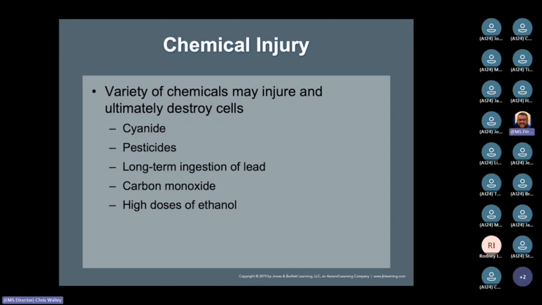Long-term ingestion of lead leads to brain injury and neurologic dysfunction. Carbon monoxide prevents adequate oxygen from reaching those tissues. And then high doses of ethanol produce severe CNS depression.